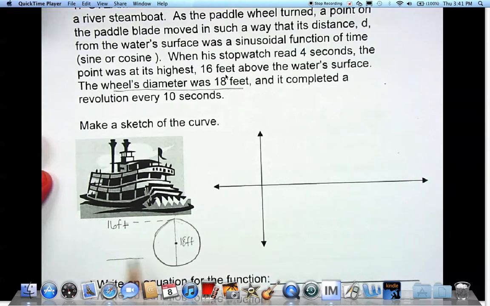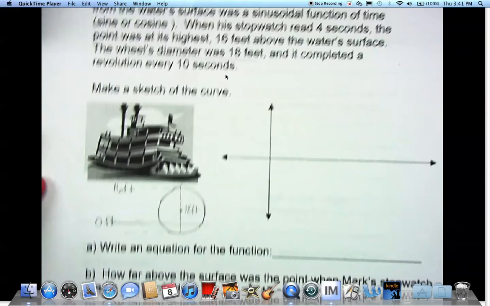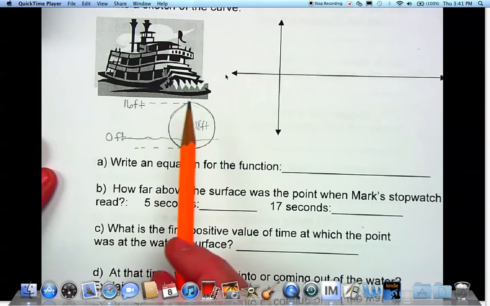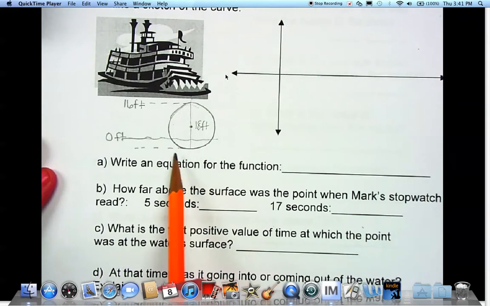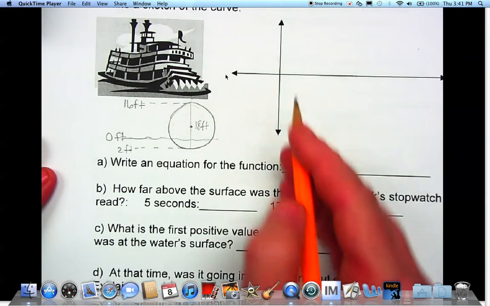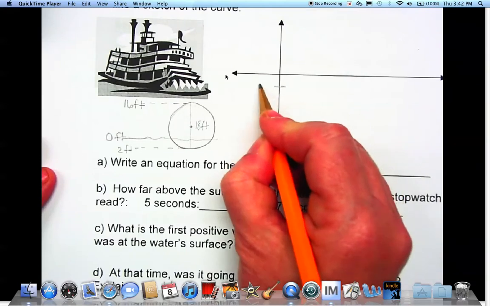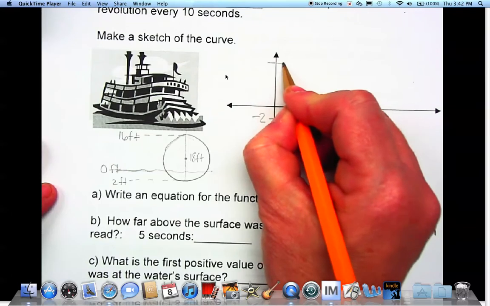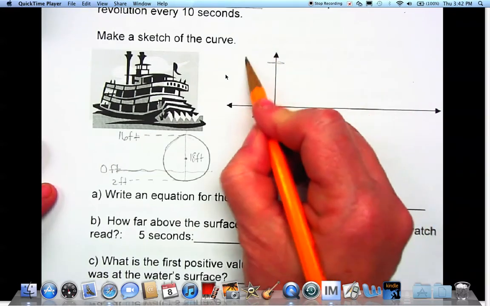So down here somewhere is the water. We'll call that 0 feet. So the wheel goes how far below the water? If the maximum is at 16 and the diameter of the wheel is 18 feet, how far below the water is it? Down here, 2 feet. Okay, so we're going to do that on this graph. So this would be at -2 feet. And then the tallest point would be at 16 feet.